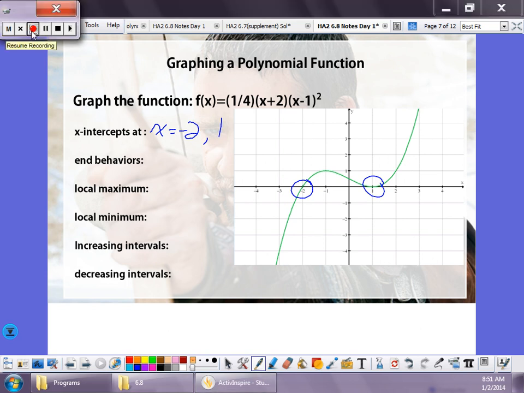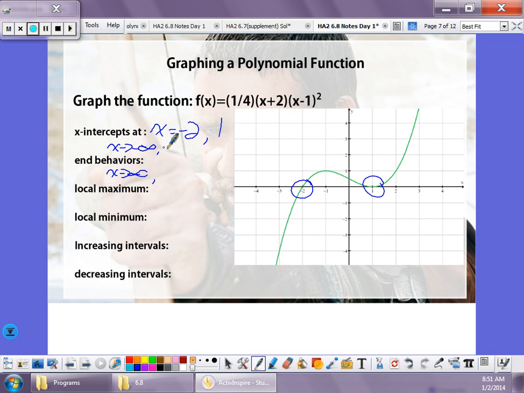End behavior, remember we talk about as x goes to negative infinity, and as x goes to infinity, what is f of x doing? So as x goes to negative infinity, where is this going? Negative infinity. And as x goes to infinity, where is that going? Positive infinity. Very good.